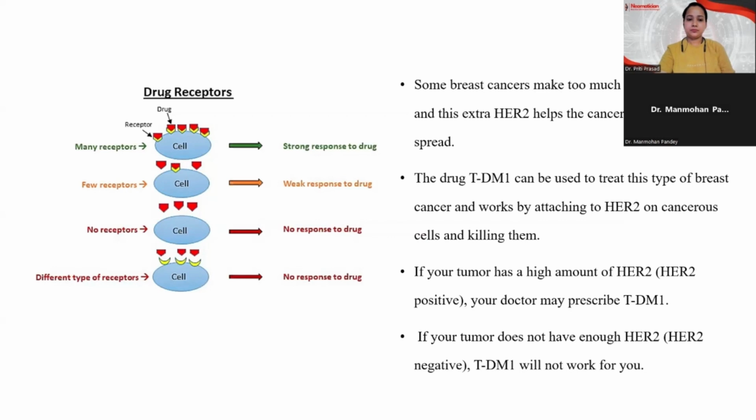So for this, we first find out whether there is any mutation. If there is no mutation in the HER2 receptor, TDM1 can be used. So this is also a classical example of pharmacogenomics.